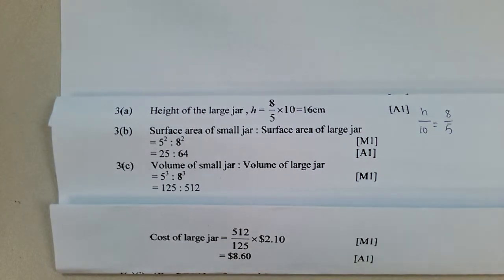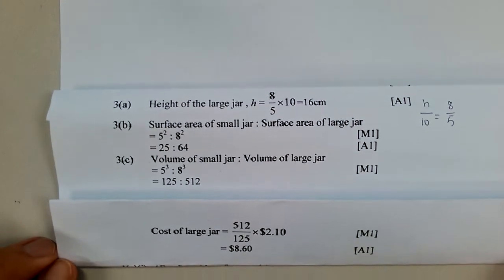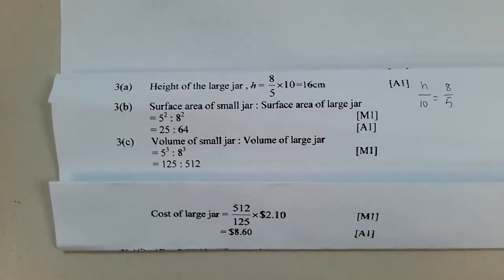For 3C, what we have is the cost of a large jar and the cost of a small jar is 210. Cost will be related to volume. So what we do is, first we want to find the ratio of volumes. So what we've done here is we take 5 cubed to 8 cubed, because V1 over V2 is equal to (L1 over L2) cubed. So we cube both sides. The ratio of volumes of the small jar to large jar is 125 to 512.